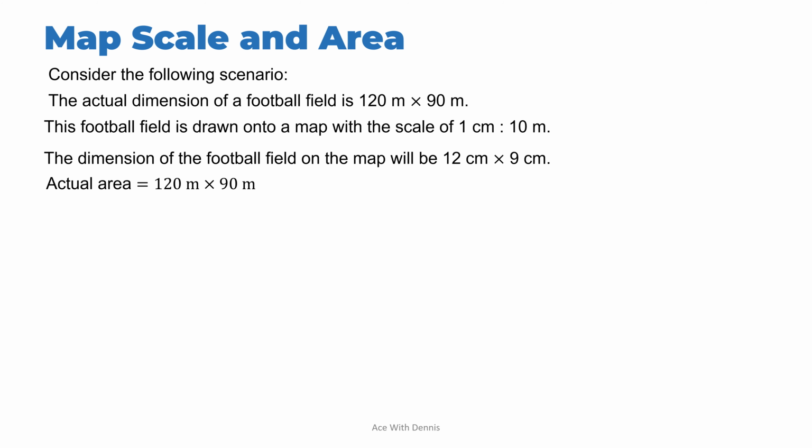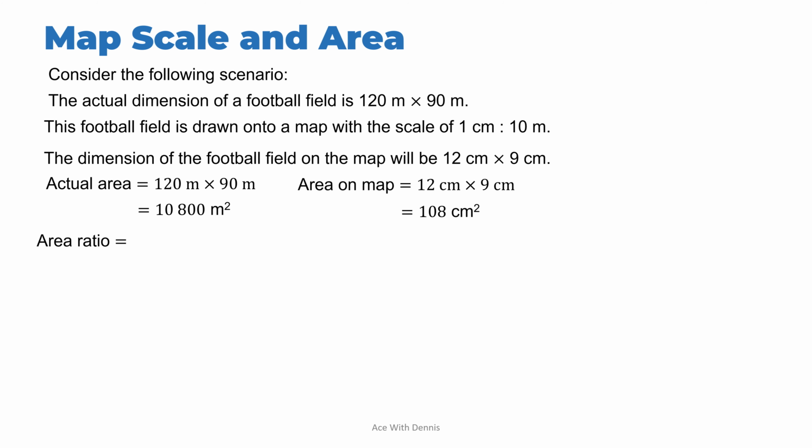From here, we can calculate the actual area, which is 120 meters times 90 meters, and we get 10,800 meters square. On the other hand, the area of the football field on the map is 12 centimeters times 9 centimeters, which is 108 centimeters square.